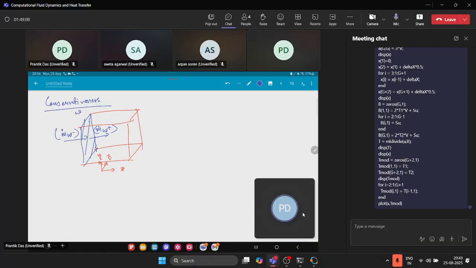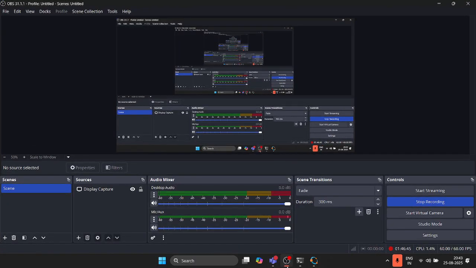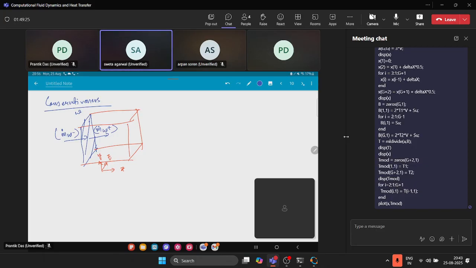So the mass is remaining conserved. The thing which is going in should come out. Okay. Is it clear to all of you? Yes, sir. Okay. So this is basically called conservativeness.